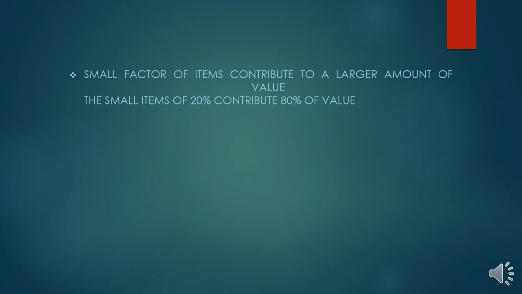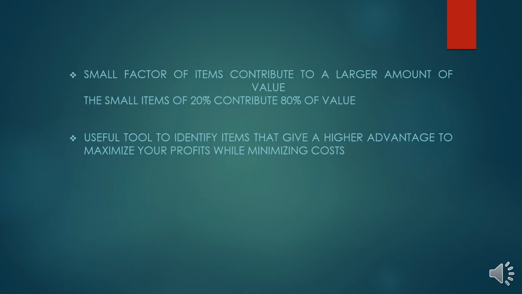Now, the Pareto principle, we have the small factor of an item contribute to a larger amount of value. The small items of 20% contribute 80% of value in an organization. So according to this principle, in an organization, we can have small items which contribute 20%, but actually the profits and value to the organization is actually 80%. They are the smallest majority but contribute the highest amount of revenue.